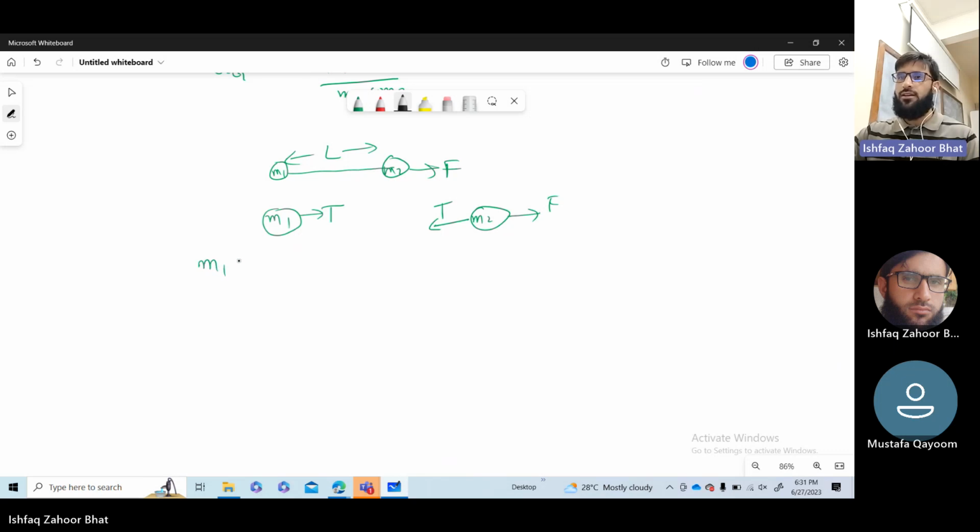So writing this FBD, we can write M1 times acceleration of first equal to T, and we can write M2 A2 is equal to F minus T. So this is the second equation, and the third one is that A2 minus A1 is equal to 0. This is the constraint equation.